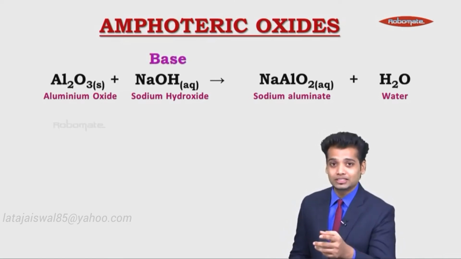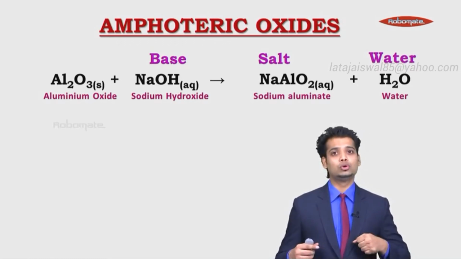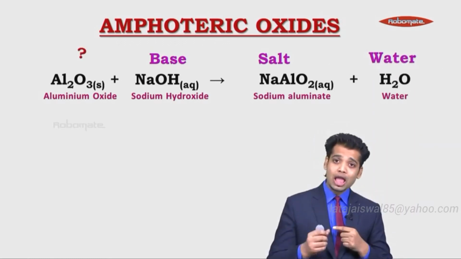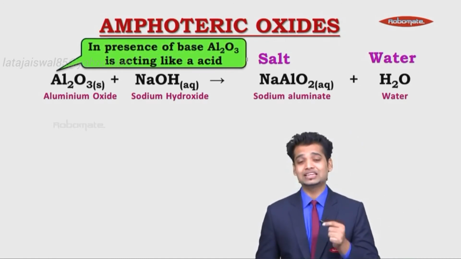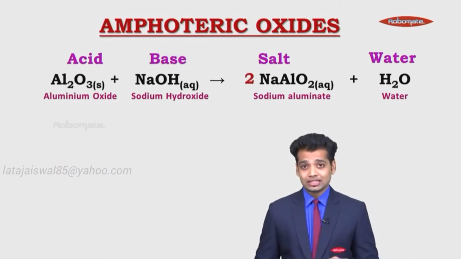So you see a base, you see a salt, you see water. What do you see missing? It is an acid. So Al2O3 is behaving in the presence of a base like an acid. So it is acidic. Let's see the balancing.